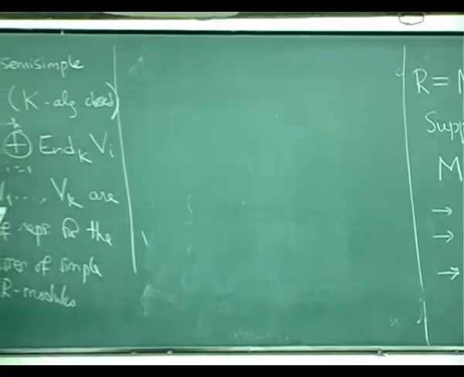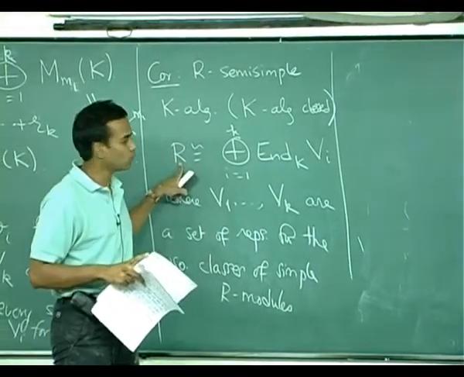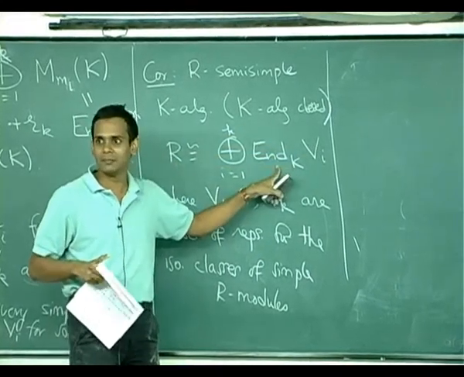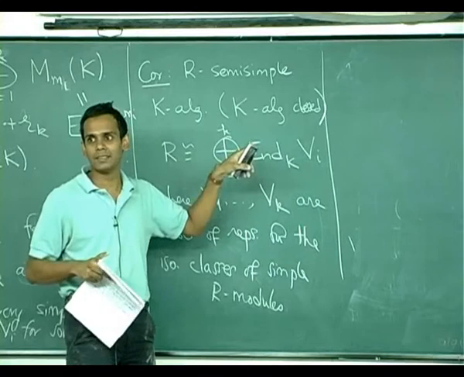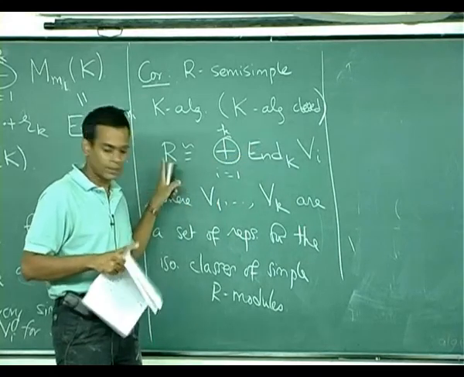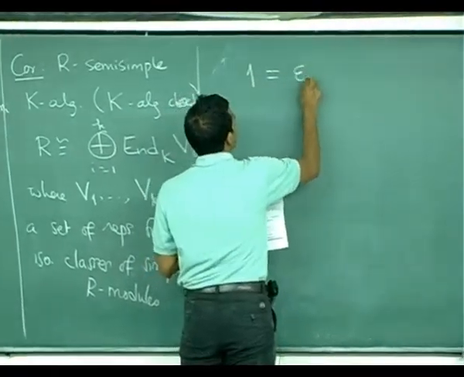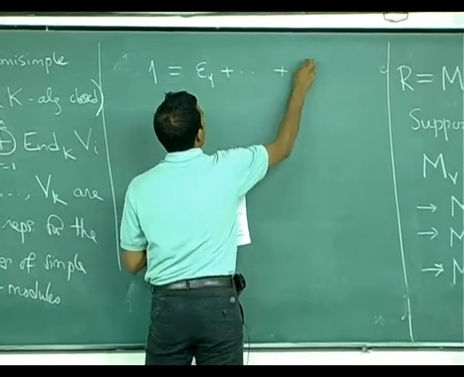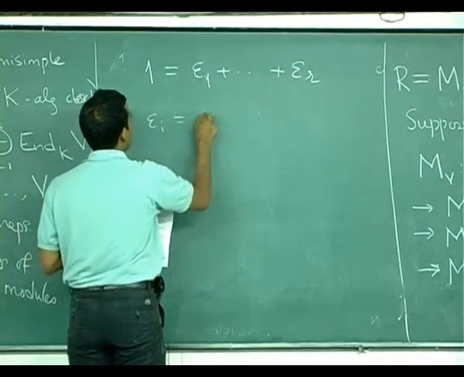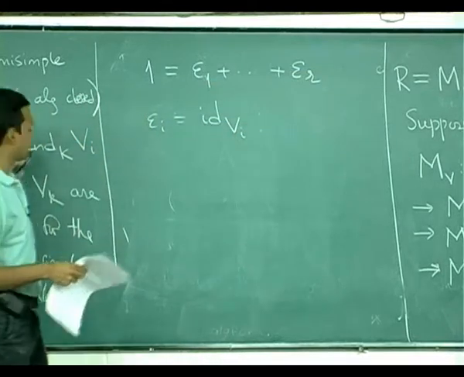Let's just look at it a little more closely. This R has a unit. So what is the unit here in terms of these things? Well, each of these has an identity element. You just add up those identity elements. Right? So that's got to be the unit of R. So we get this equation that 1 equals epsilon 1 plus ... plus epsilon r, where epsilon i is just the identity of V_i. So that's living in the ith summand here.